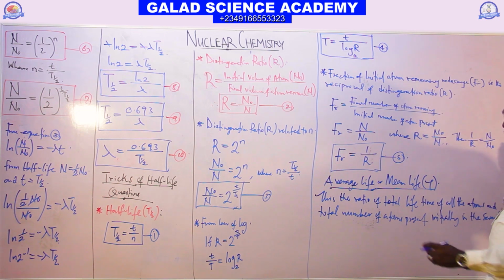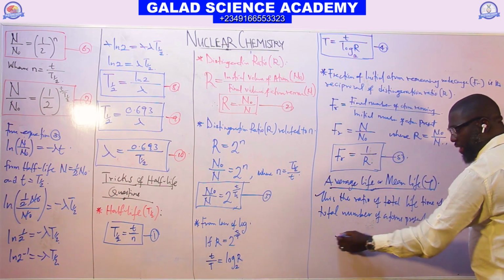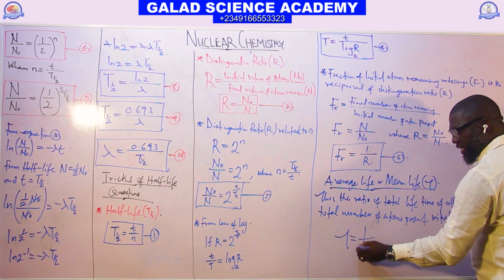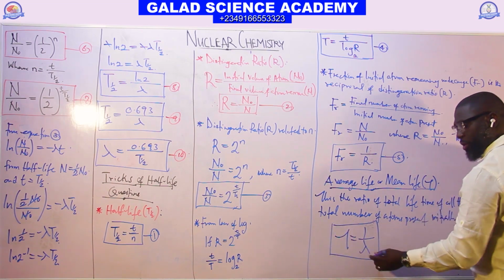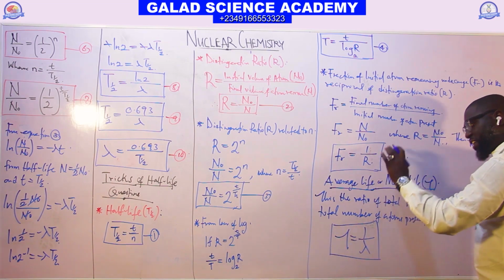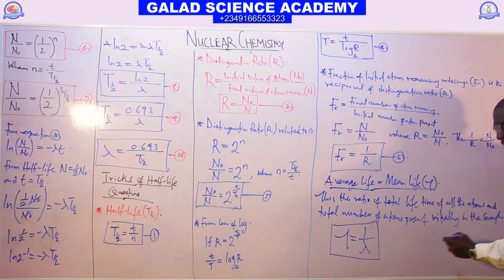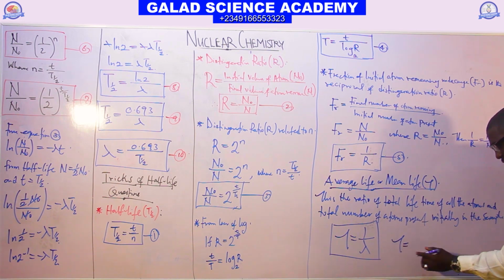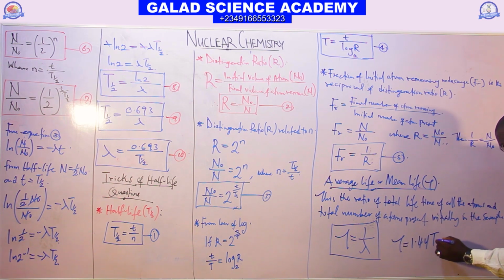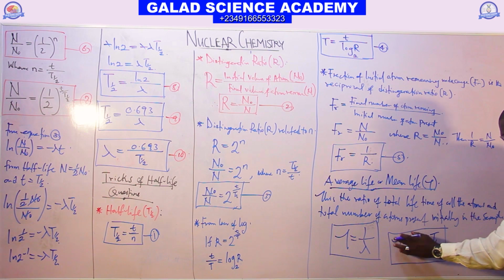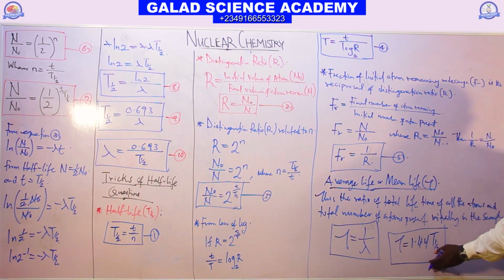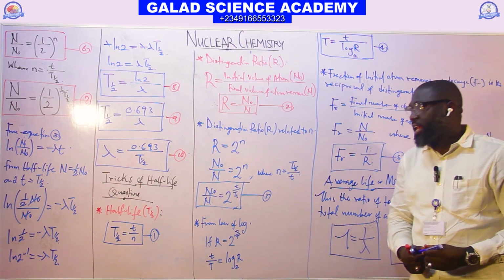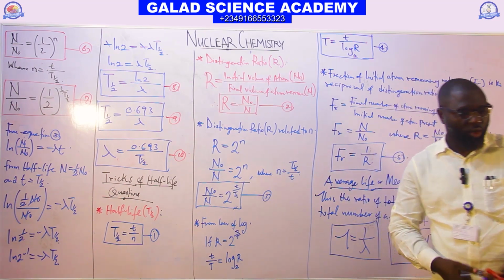So the formula for the mean life is the reciprocal of the decay constant. But the relationship between the average life and the half-life is: the average life equals 1.44 times the half-life. This is the relationship between the average life and the half-life. So let's solve questions on this now.